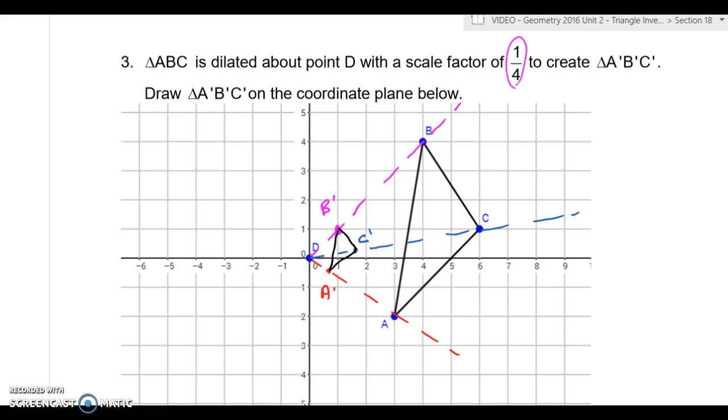Again, that triangle does look significantly smaller than our pre-image triangle, and that's exactly what happened. We have 1/4 the size of that triangle. So again, once you have those dilation lines drawn in, it's pretty easy to just use that scale factor, pick a convenient coordinate, and find where that is on the line. And that will give you both of your coordinates.